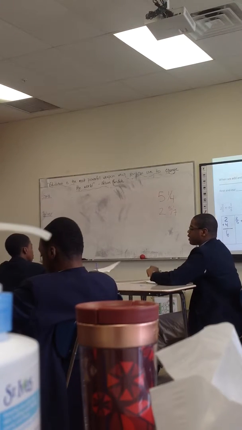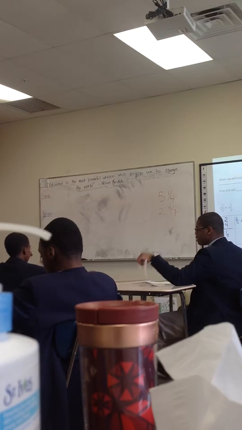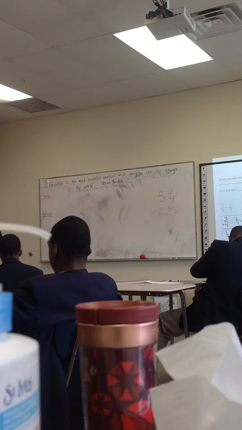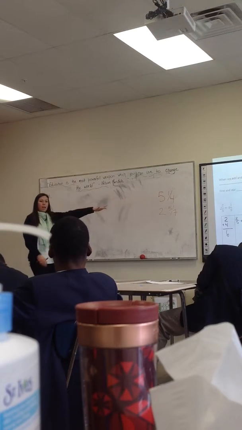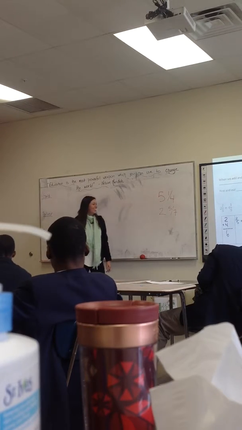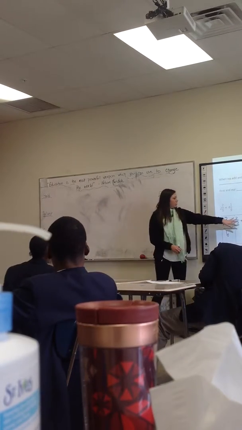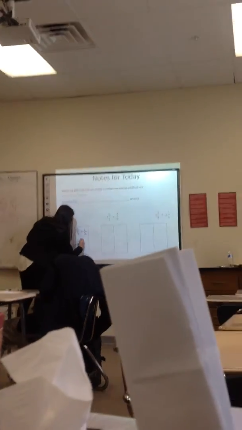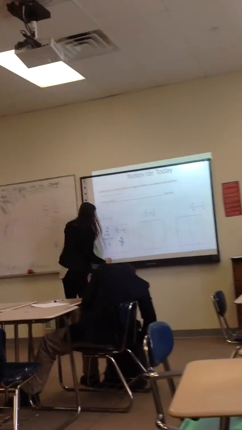When I add fractions, what do I have to make sure of before I can add them? They have a common denominator. Do they have a common denominator? Yes. 5. So what do I get? 3 over 5. So my answer is 6 and 3/5.